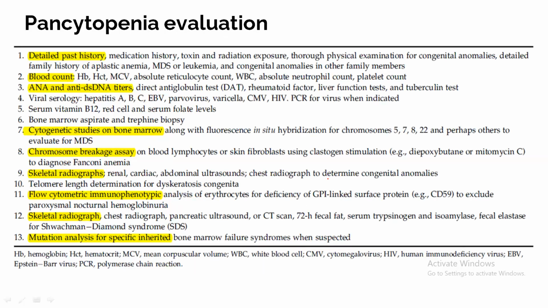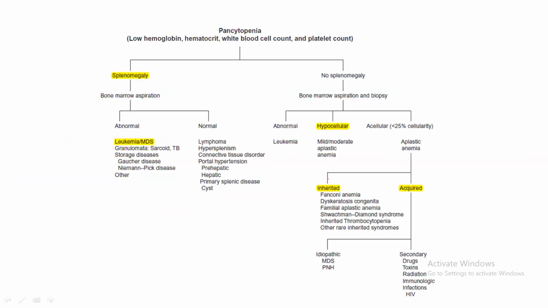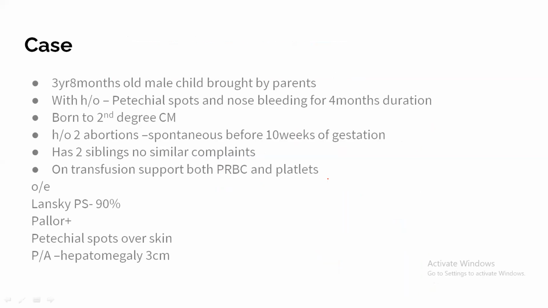So pancytopenia, how to evaluate after the CBC. These are the various investigations you must do. And this is the pancytopenia evaluation chart with splenomegaly, without organomegaly. Without organomegaly, most of the times you might be dealing with aplastic anemia or inherited bone marrow failure syndromes or myelodysplastic syndrome. Whereas with splenomegaly or splenohepatomegaly, probably you are looking at leukemia, lymphoma, storage disorders.